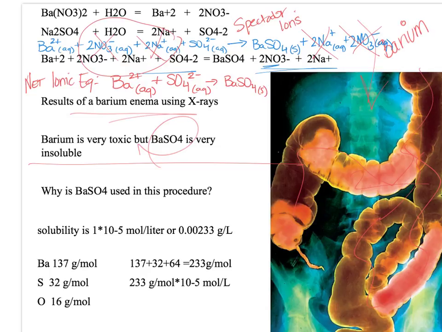All right, now let's talk about this bottom half of the slide down here. The question is, why is barium sulfate used in this procedure? Well, based on the solubility, it's very, very, very insoluble. In fact, if you want to look at the easy way, this is the solubility: 0.00233 grams of barium sulfate will dissolve in 1 liter of solution. So it's very, very insoluble, which is a good thing for this type of procedure, especially because barium is toxic. But guess what? It'll light up on X-ray.